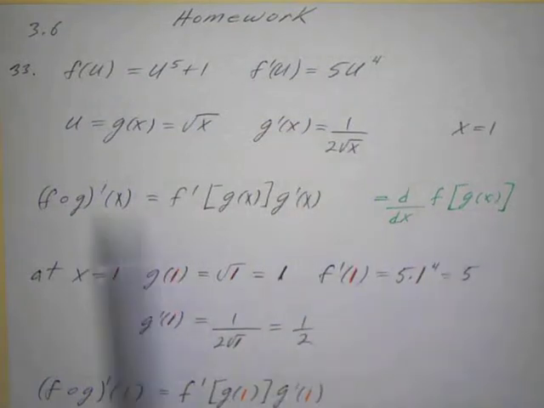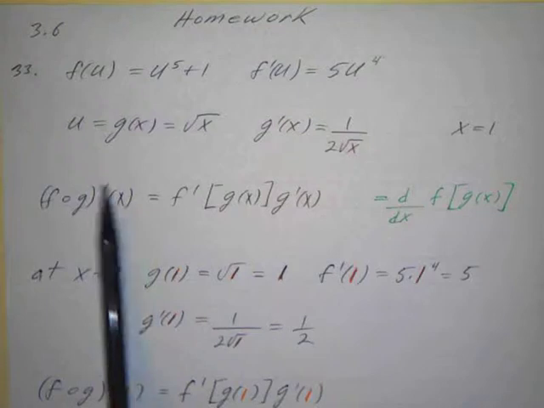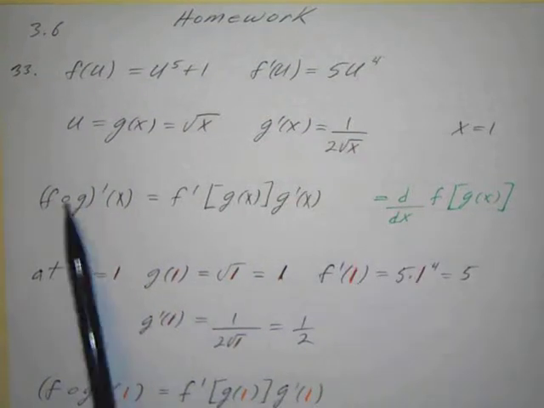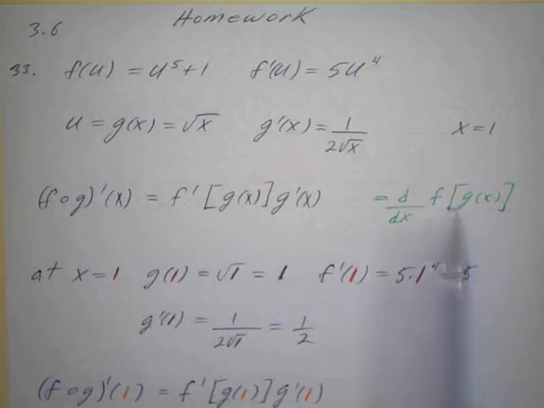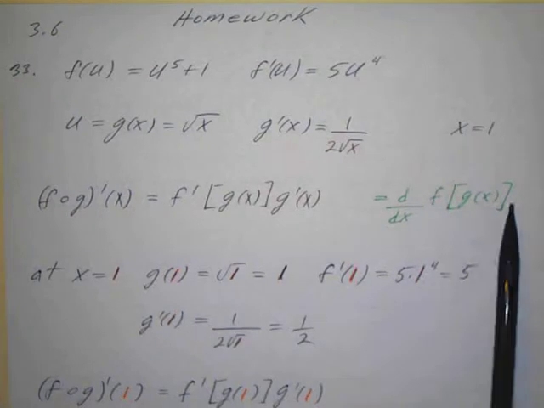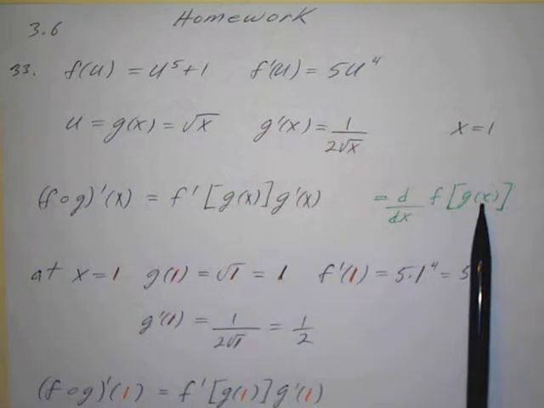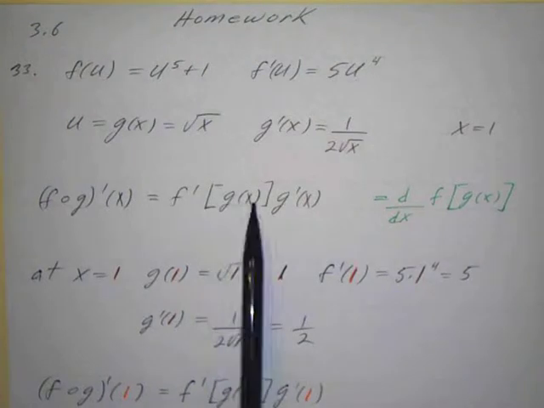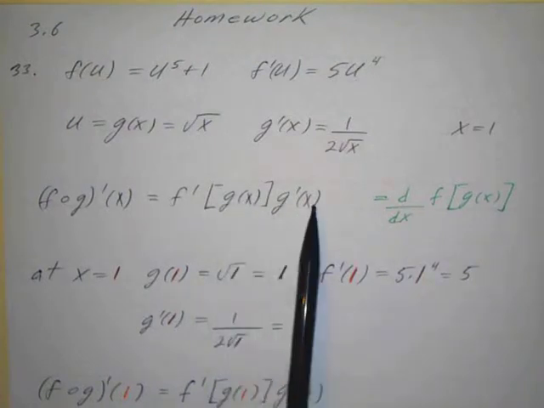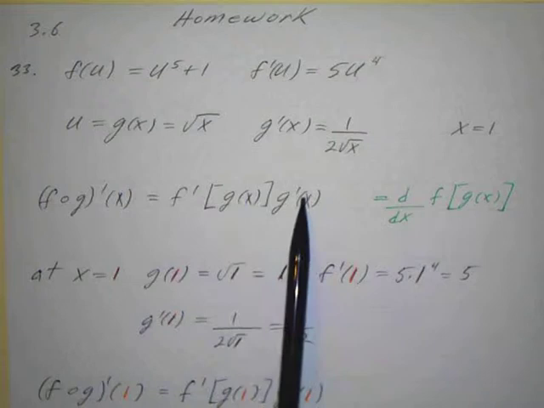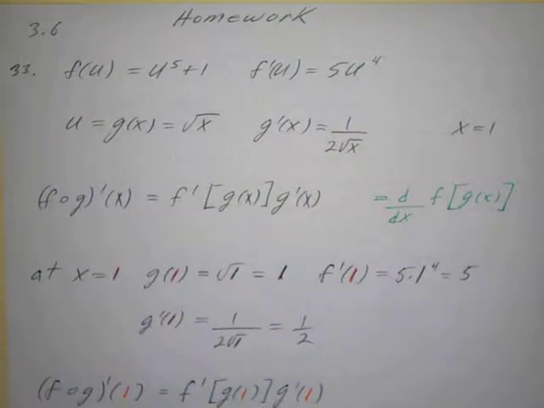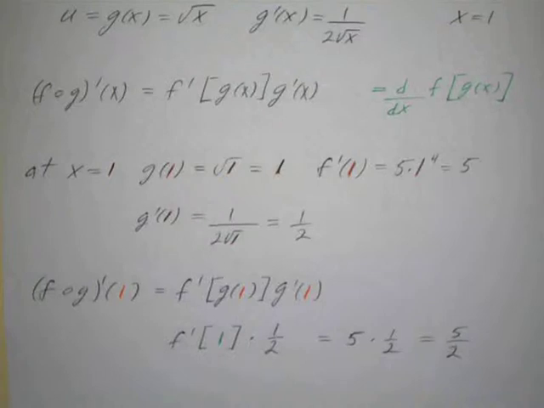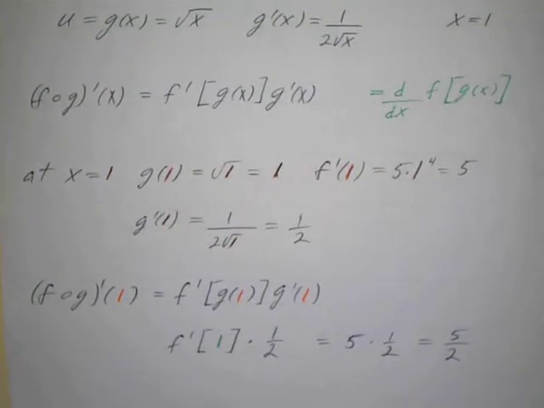Because remember, this is the derivative of this composite function. The composite f circle g, or fog as they call it, is just f of g of x. If we take the derivative of that, we have to use the chain rule, which means the derivative of the outside function evaluated at the inside function, times the derivative of the inside function. And this is going to be at x equals 1. So we're going to need all these components. We figure out all of our ingredients, and then we mix it up at the end using the chain rule.